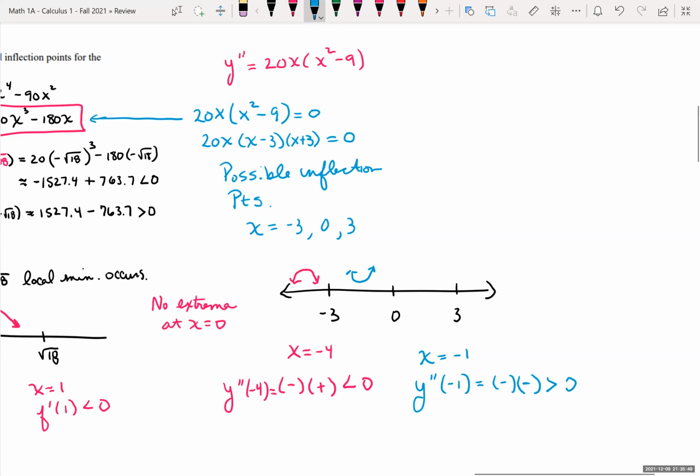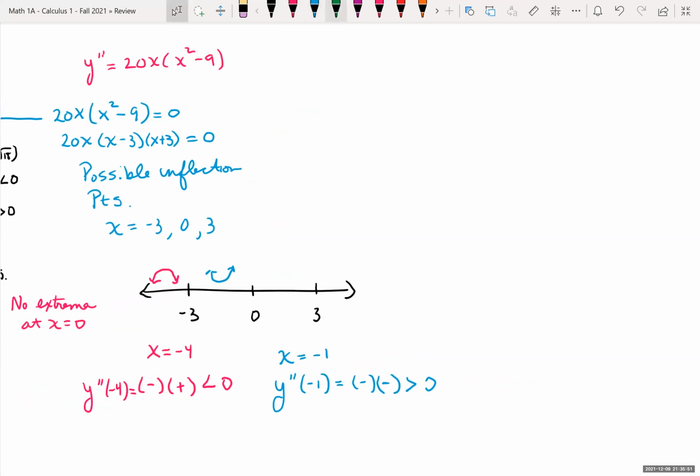Same idea, let's look at x equals 1. We plug it into the second derivative. We get 20 times 1 is 20, so that's a positive number. 1 minus 9, that's a negative number. This is less than 0, so it is concave down. So we're changing concavity from concave up to concave down at x equals 0, so at 0, an inflection point occurs.